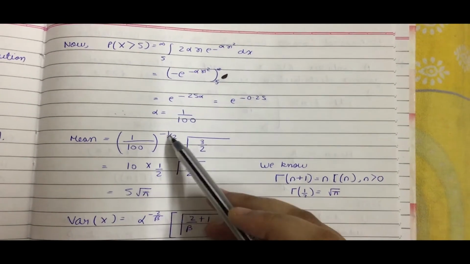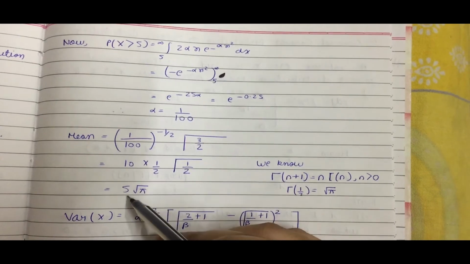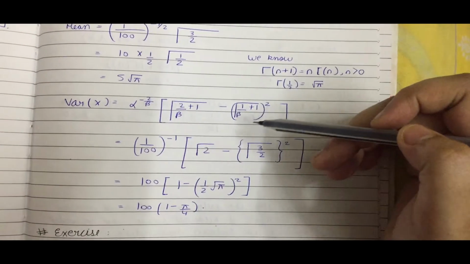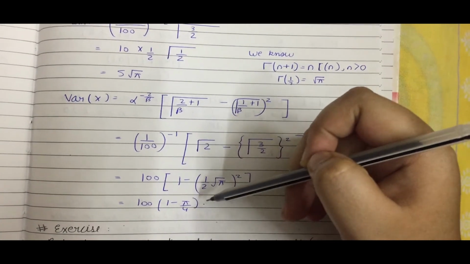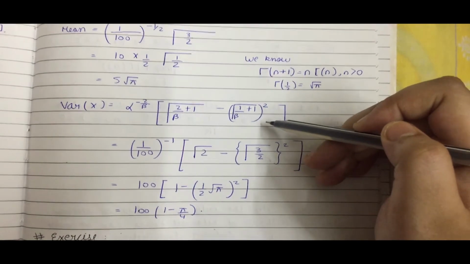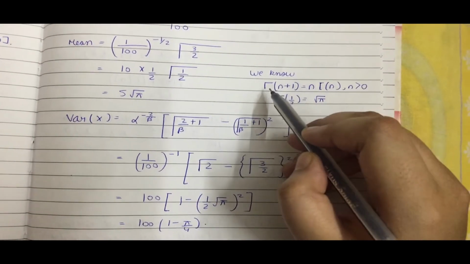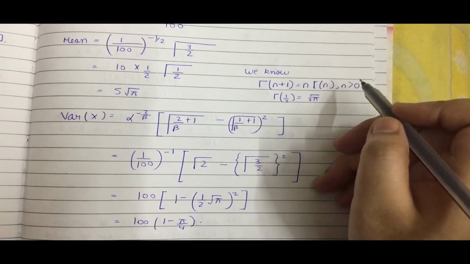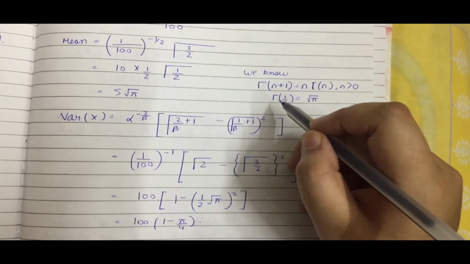Putting that, we get the mean. We calculate the mean, which is 5 into root over of pi, and variance, which is 100 into 1 minus pi by 4. We have simply put the values in the formula which was provided before. We know that gamma of n plus 1 is equal to n into gamma of n, and gamma of half is equal to root over of pi.